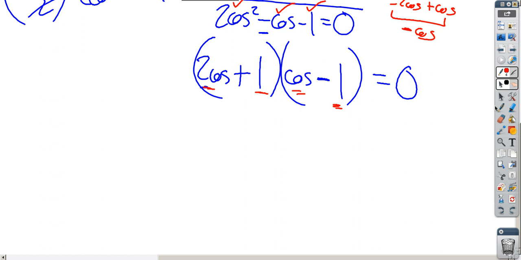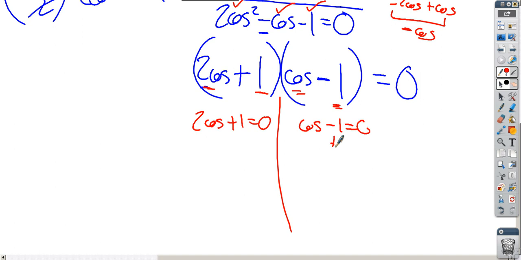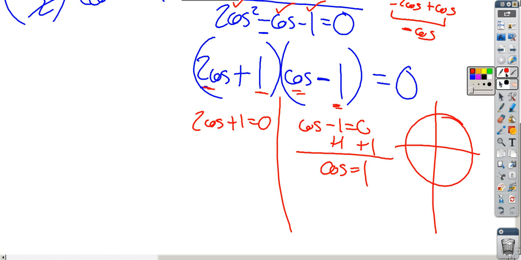Okay, now let's solve this by setting each piece equal to 0. And we'll start with the right side first, so we'll add 1 to both sides. So cosine is equal to 1. Where does that happen? Cosine is the x-coordinate, and the x-coordinate equals 1 right here. So that means theta. I haven't been writing the thetas, but there's always a theta right there. Theta equals 0 degrees right there.